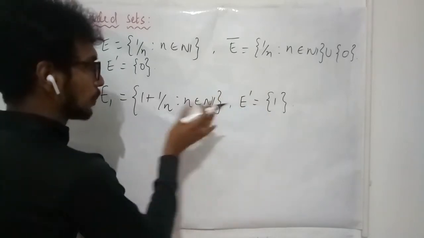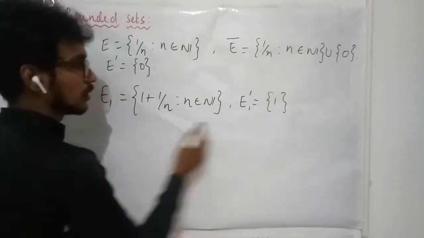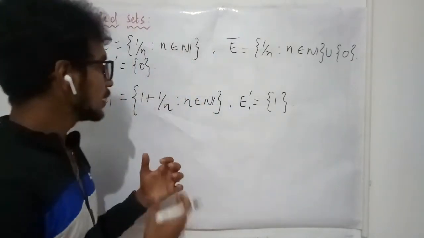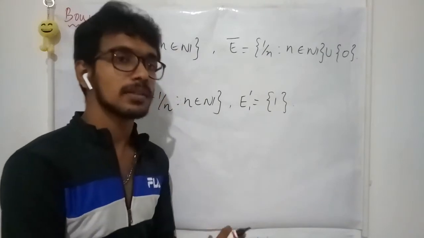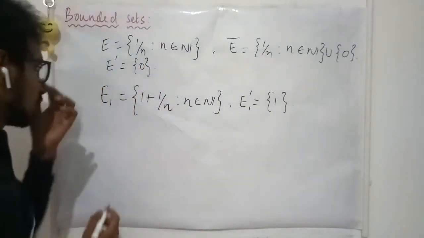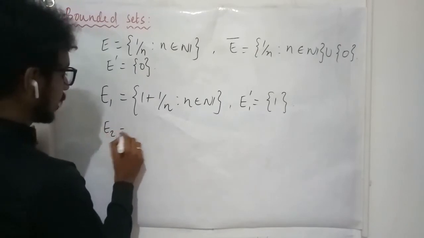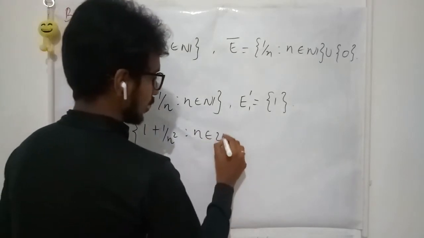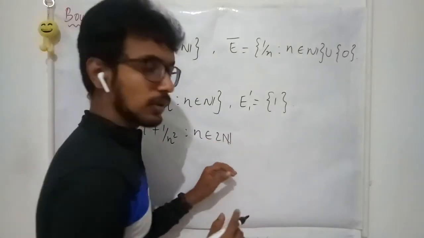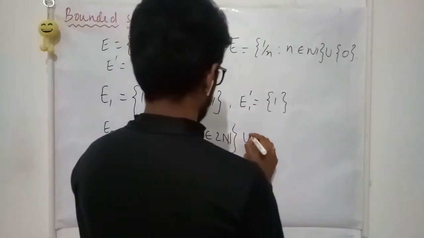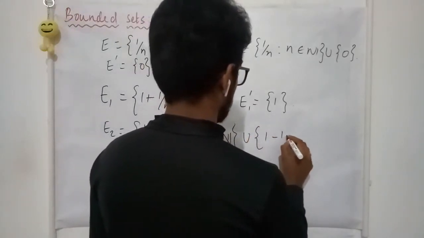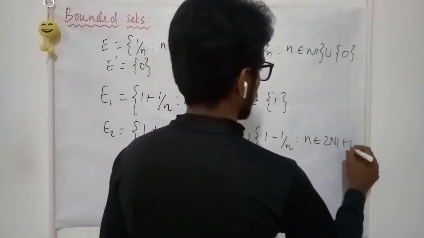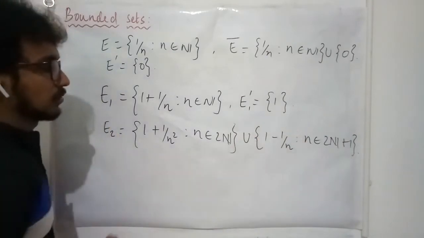Whether this 1 is obtained in this E1? No. As n is becoming larger and larger, the value is getting nearer to 1, but it is never attained. Let me do it in another form as well: 1 plus 1 upon n square, where n can be any positive even integer, and 1 minus 1 upon n, where n can be any odd integer. I am taking it in this form.